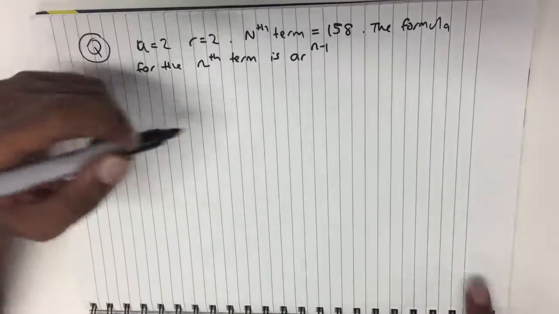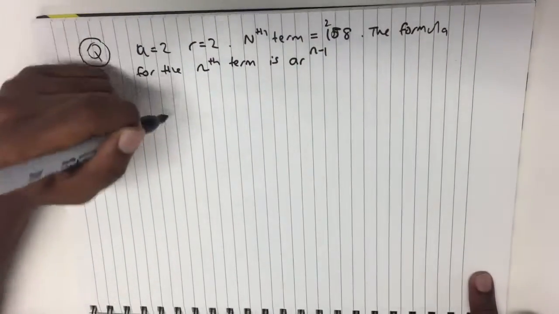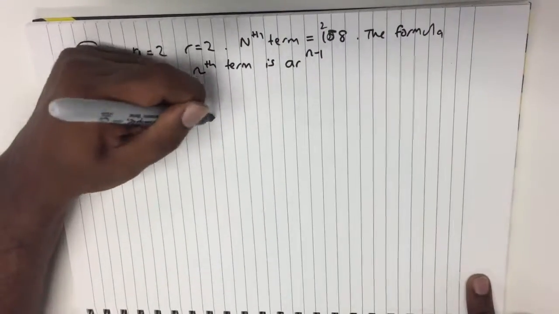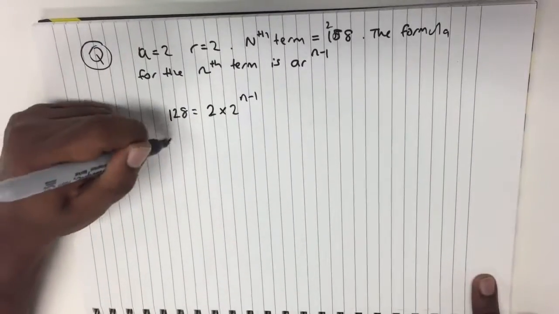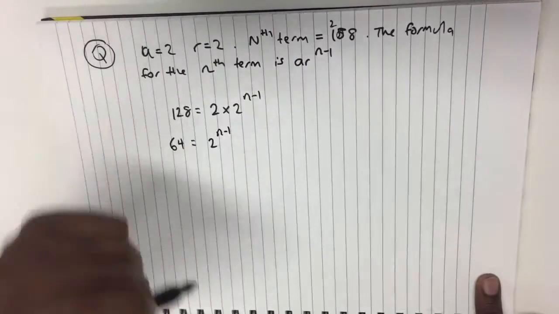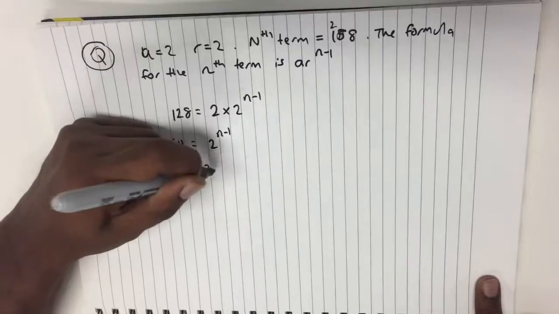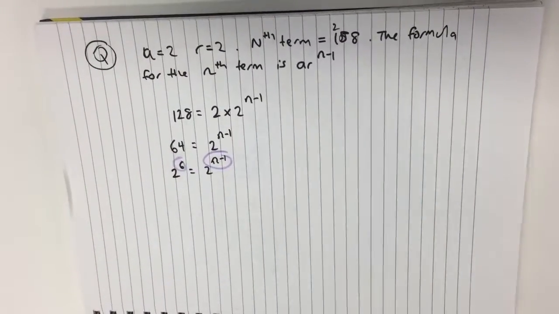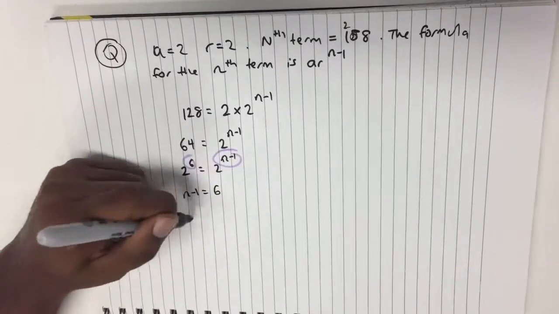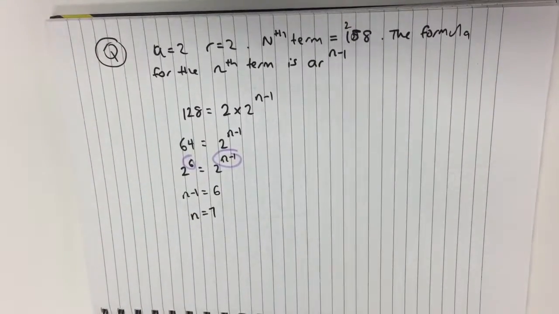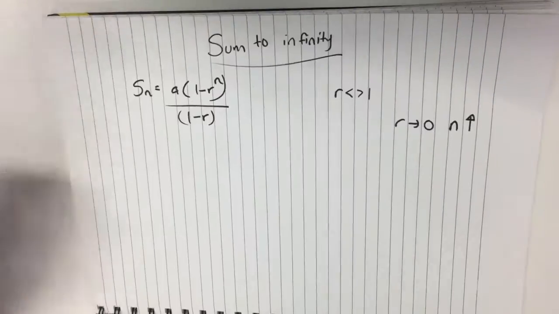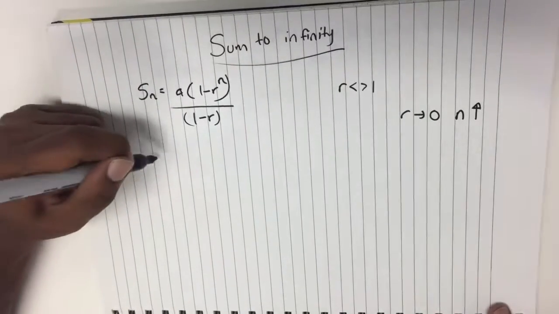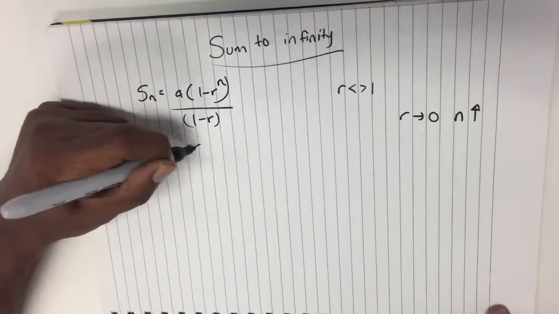Here is a slight variation to the other questions, where you have to find the number of terms in a sequence where the nth term, a and r are given. Here we can denote that 64 is 2 to the power n minus 1, and 64 is 2 to the power 6. Since both bases are equal, we can equate the powers. So n minus 1 equals 6. So n becomes 7.